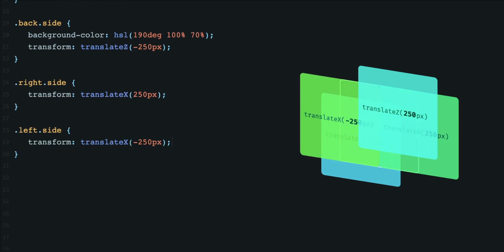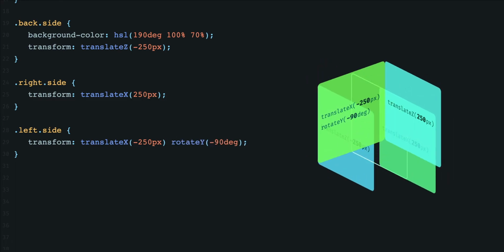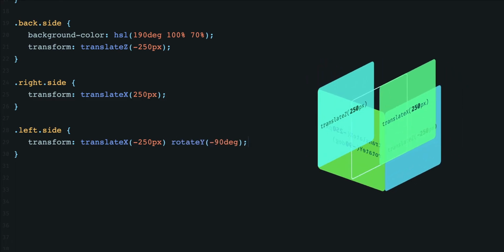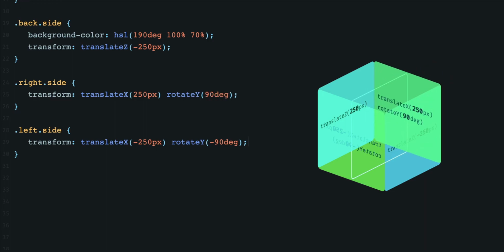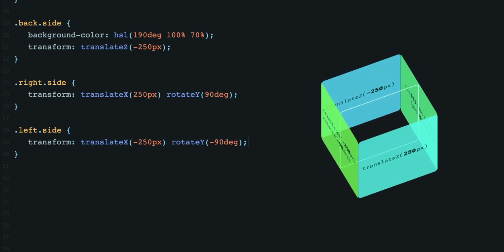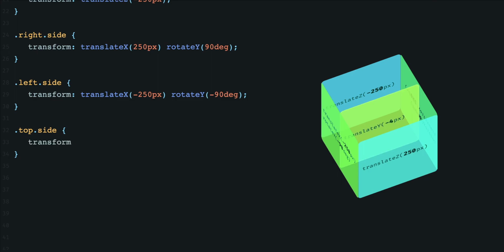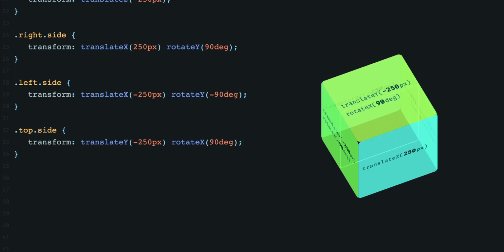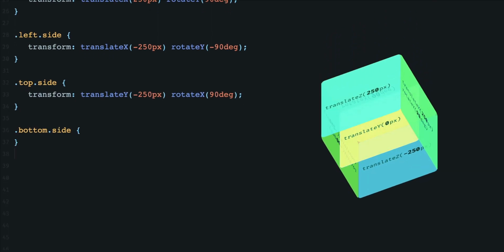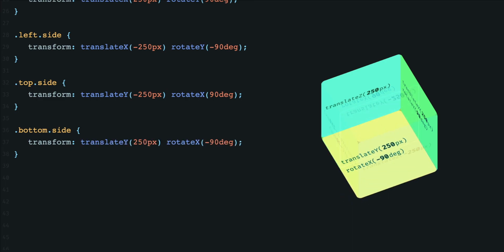And now we can give the left side a negative 90 degrees rotation around the Y axis. And do the same thing on the right, but with 90 degrees rotation in a positive direction. Now that's starting to look like a cube. We'll need to do the same thing on top, but rotate it 90 degrees around the x-axis instead. Finally, add the bottom side and rotate it 90 degrees around the x-axis in a negative direction.